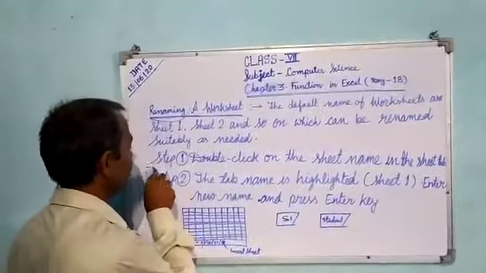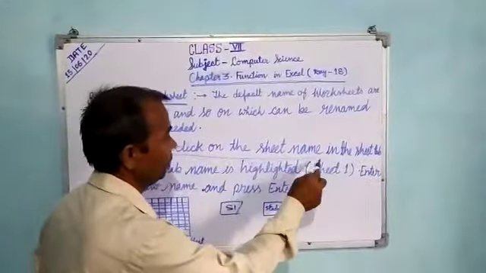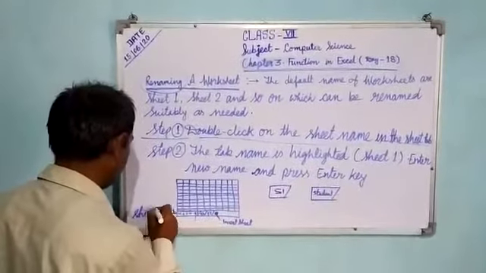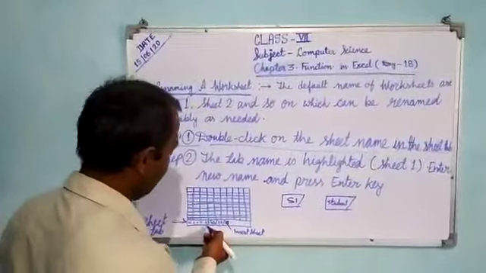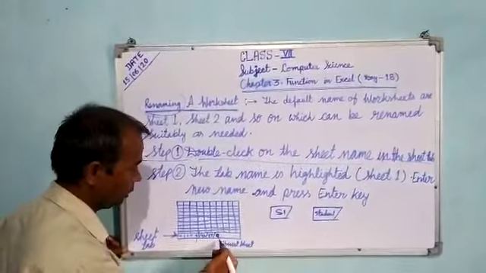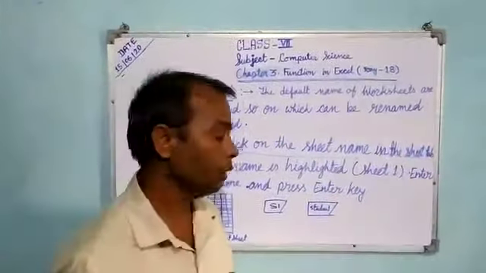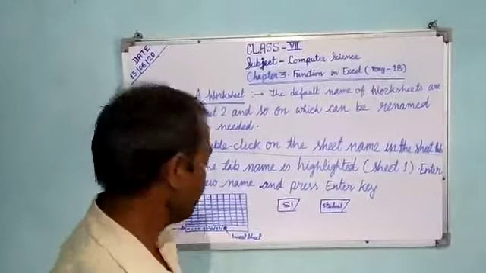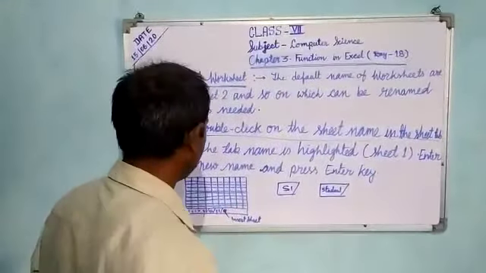So let's see the first step: double click on the sheet name in the sheet tab. This is the sheet tab, and in the sheet tab we have the default names Sheet 1, Sheet 2, Sheet 3, and here is the insert sheet button, so that we can increase the number of sheets, suppose as Sheet 4, Sheet 5, Sheet 6 as we require.